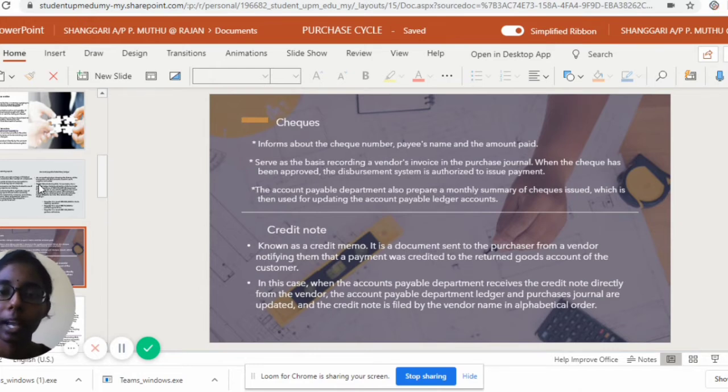And then the credit note. A credit note is known as a credit memo. In Thai Food Manufacturing, in this case, when the accounts payable department receives a credit note directly from the vendor, the accounts payable ledger and purchase journal are updated. Then a credit note is also filed by the vendor name in alphabetical order.